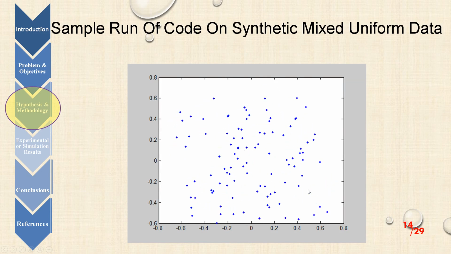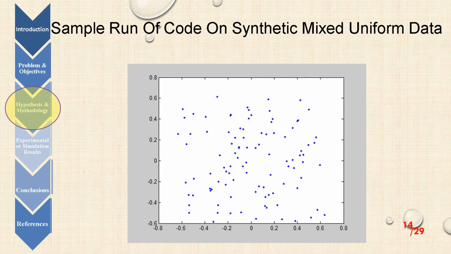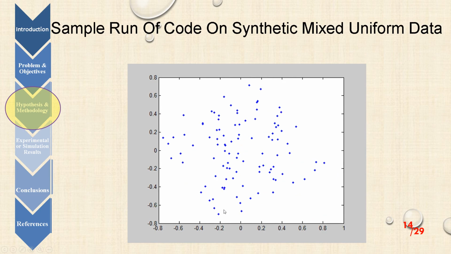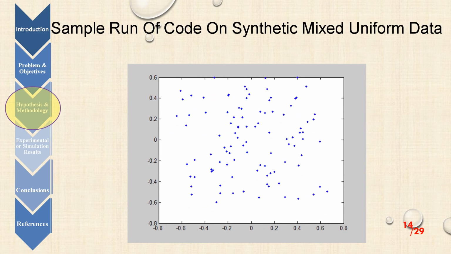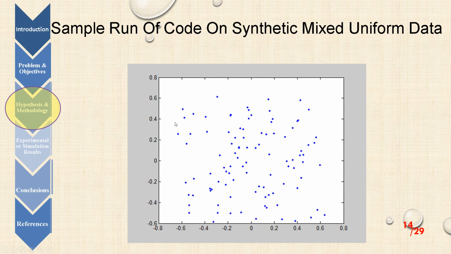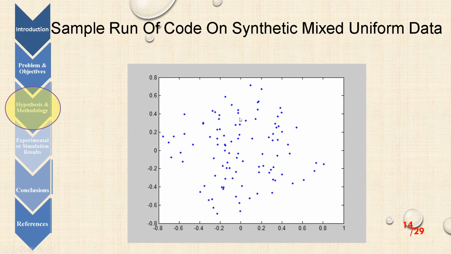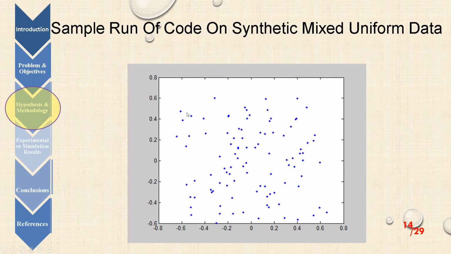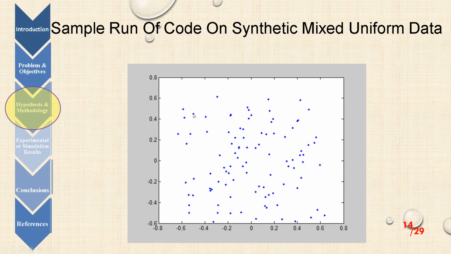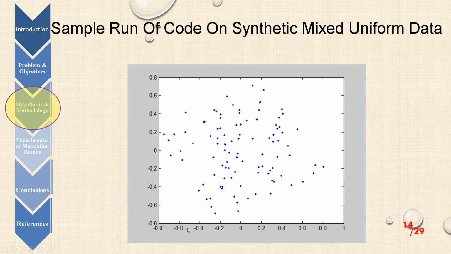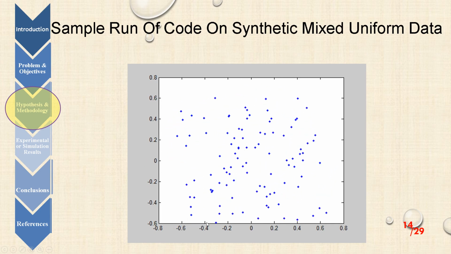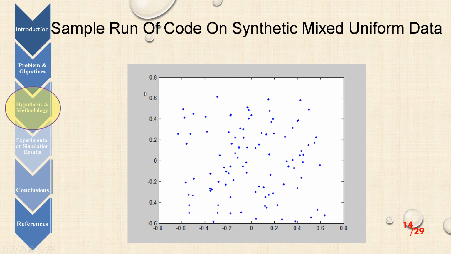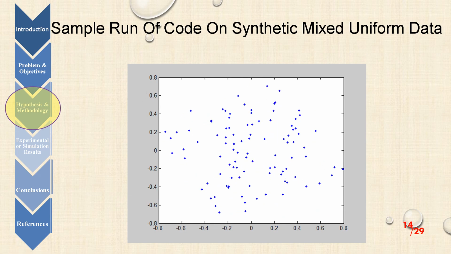This is a sample run of code on synthetic mixed uniform data, where the iteration, as we see during the gradient descent, tries to marginalize the data so that the product of each distribution, each point in the joint distribution space, equals each of the marginalized distributions projected onto each of the lines, each of the axes.